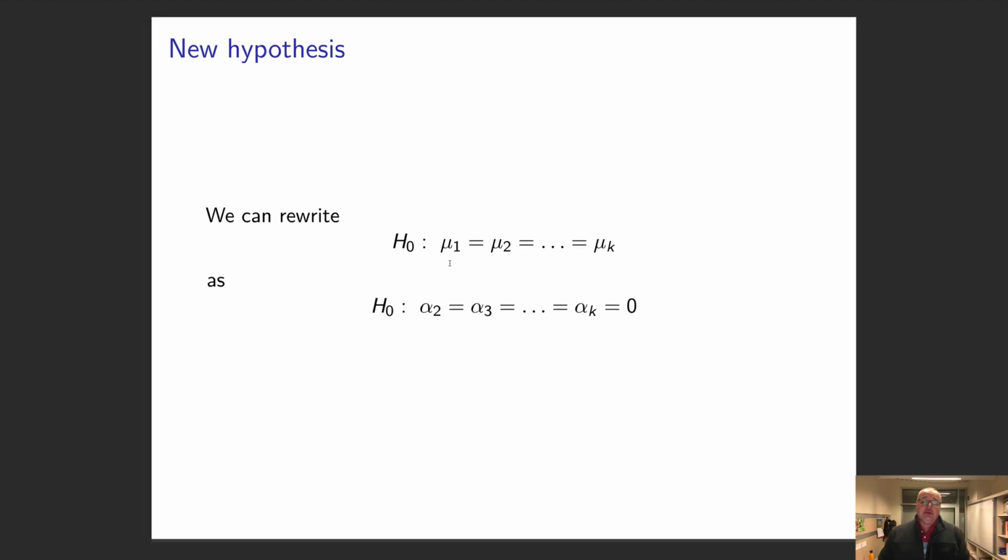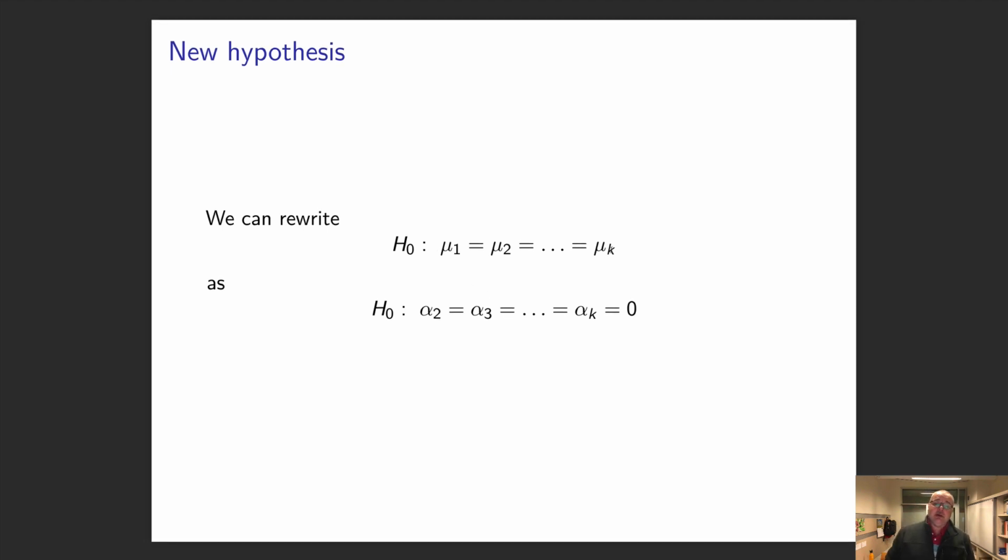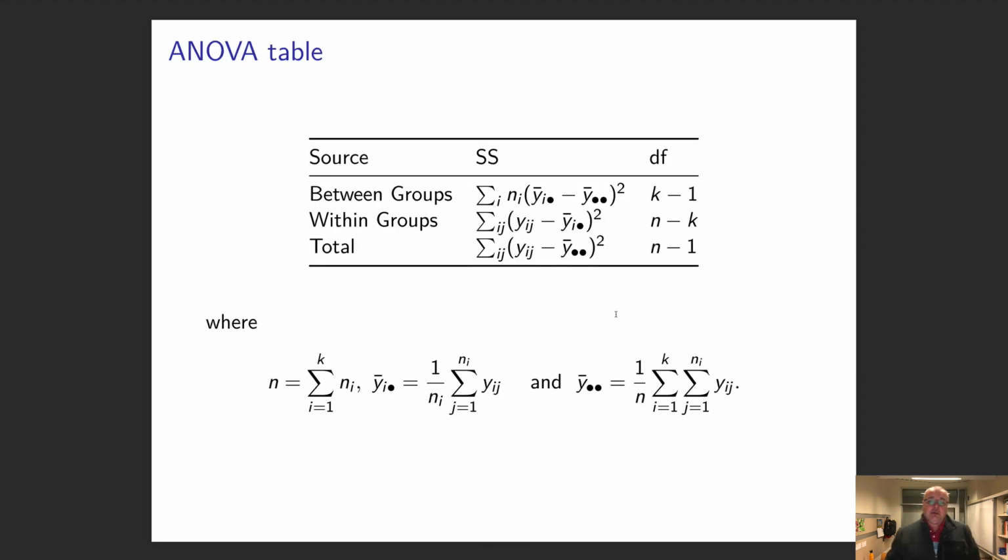So now we can rewrite that they're all the same as equivalent to saying the last set of coefficients, alpha_2 to alpha_k, are all equal to 0. And we saw that in the last chapter, where we started looking at testing multiple hypotheses. In that case, we saw that we use ANOVA. So here's our between groups, our within groups, our total.